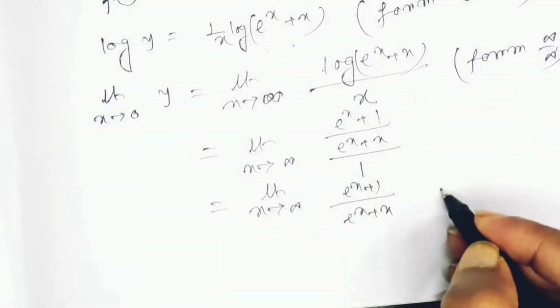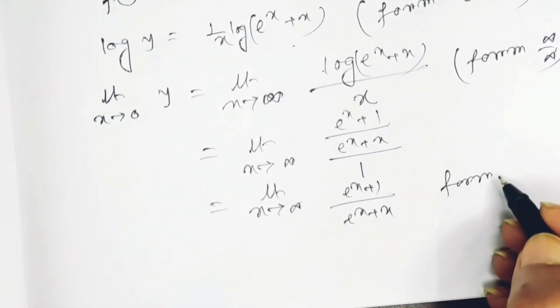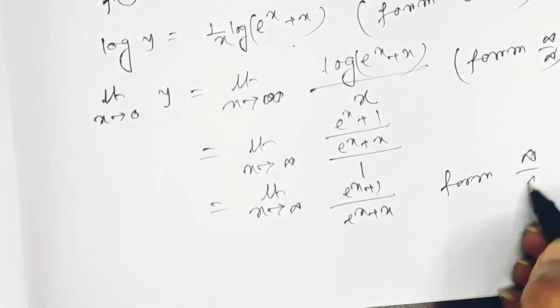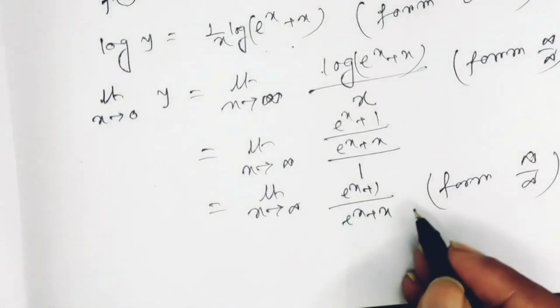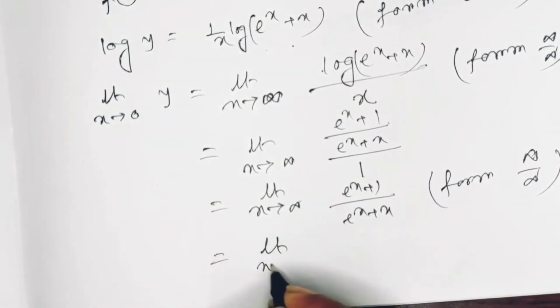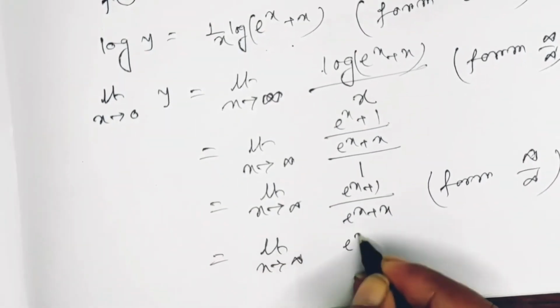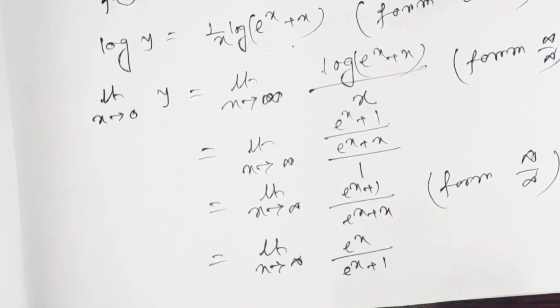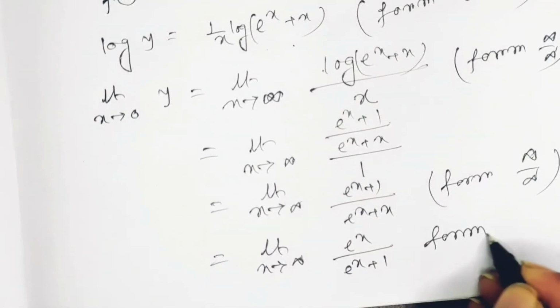So for this one it is again in the form of infinity by infinity, because here e to the power infinity means infinity and this one also gives us infinity. So again we take the derivative and we find e to the power x divided by e to the power x plus 1. Now if we just substitute the value of the limit, that means e to the power x means it is e to the power infinity, so it is infinity, so again in the form of infinity by infinity.